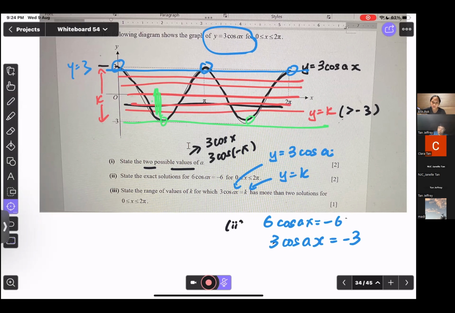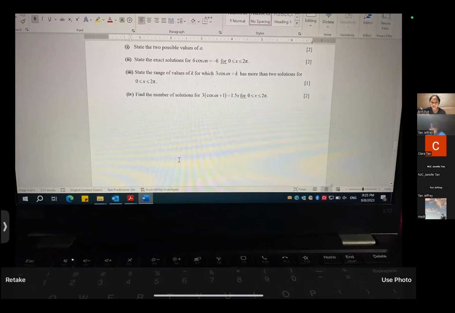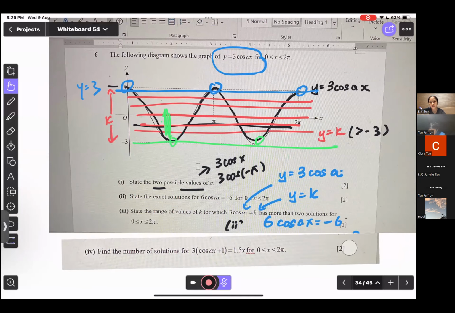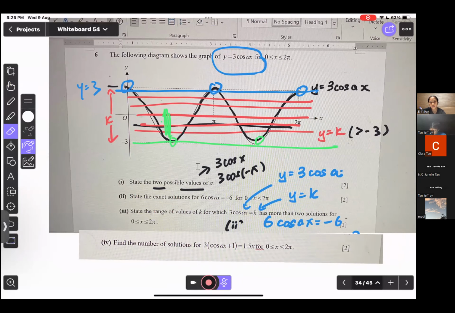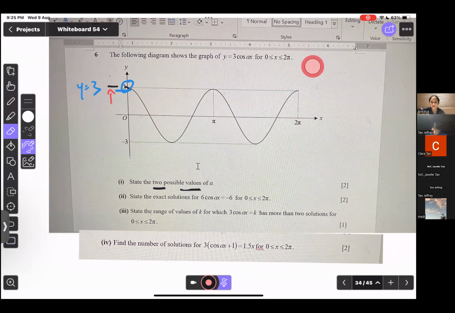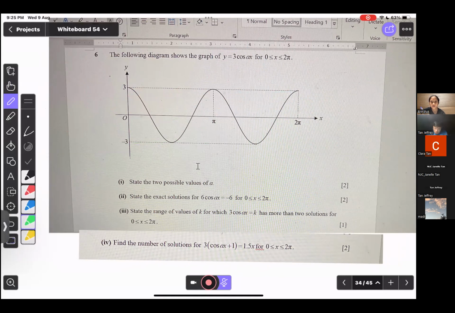Okay. Next one. Where's the part 4? Find the number of solutions for 3 cos ax plus 1 equals 1.5x. So this is part 4. Okay, 3 cos x. Not difficult.